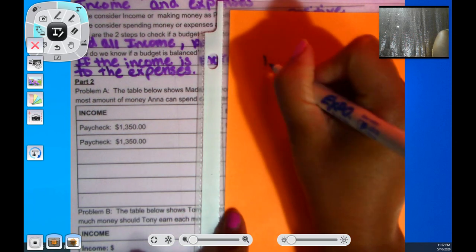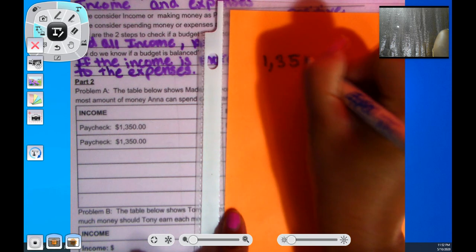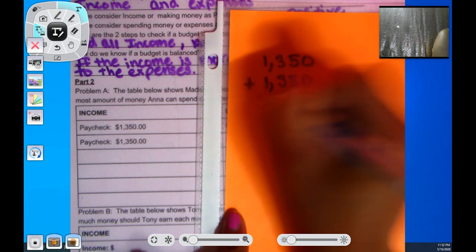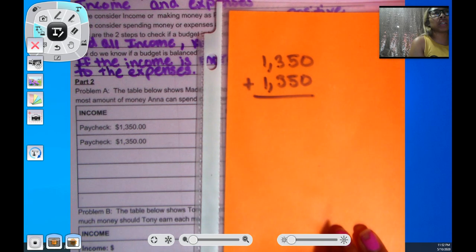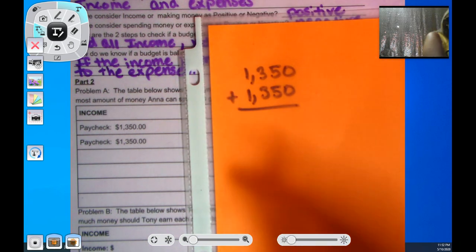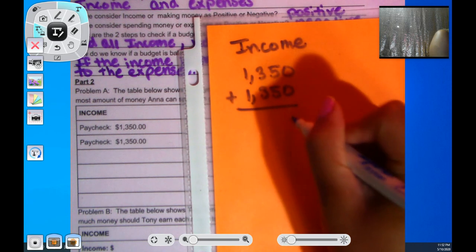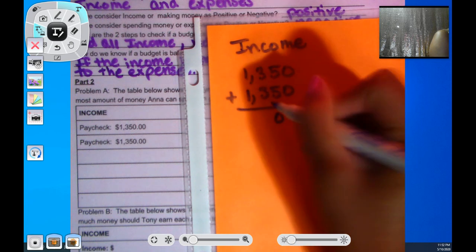So I've got 1,350 plus 1,350. And once again, we're going to add that up off to the side. You can go ahead and get started if you haven't already. So this is our income. All right, so you should be finished with this part by now.